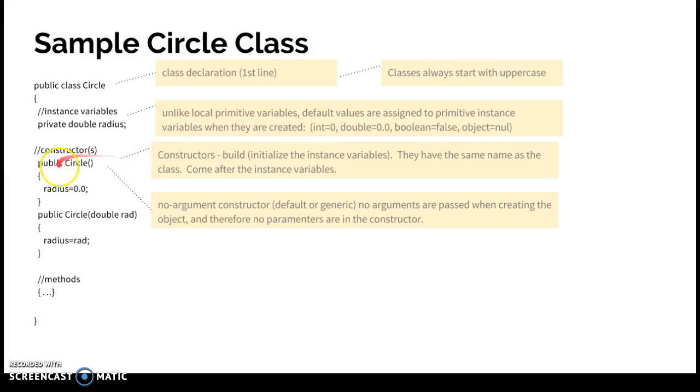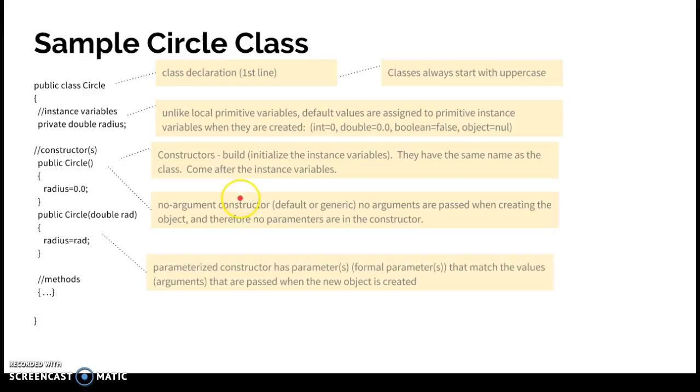Okay, now this particular constructor, this first one, is a no argument constructor. That means that you see these two soft brackets right here, soft parentheses. There's nothing inside them. That means no arguments were passed into it when it was called from the creating object. Meaning that you could create an object and it automatically defaults to a radius of 0. So a default constructor is one where there's no arguments being passed.